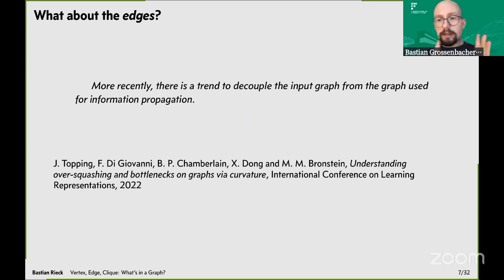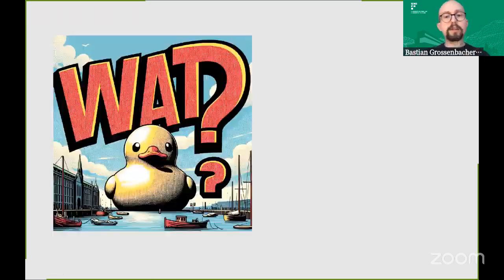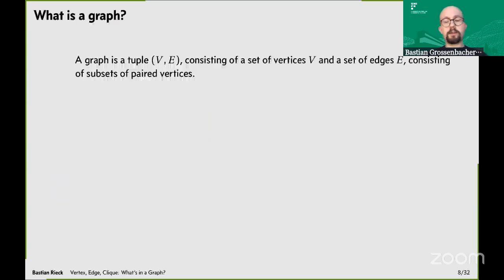But the last thing we have going for us are the edges. What about those? But again, here we have Topping and colleagues. More recently, there is a trend to decouple the input graph from the graph used for information propagation. So we're not using even the real graph anymore. Again, what? So what is going on here? What do we have to do?